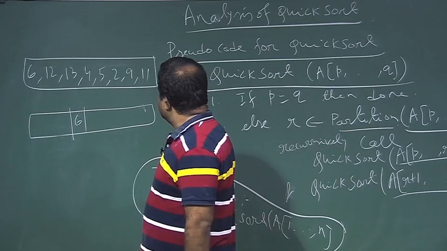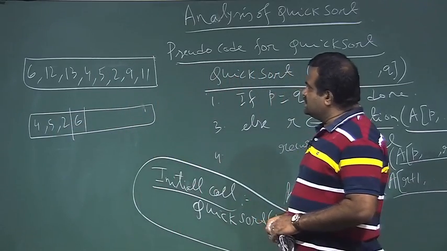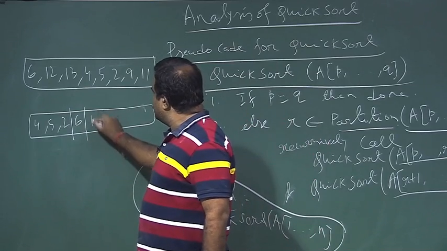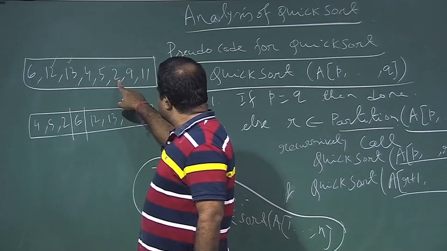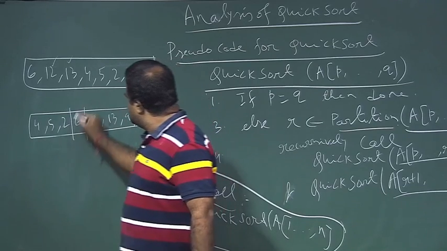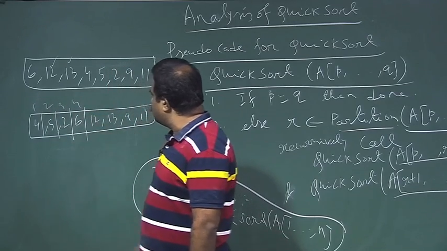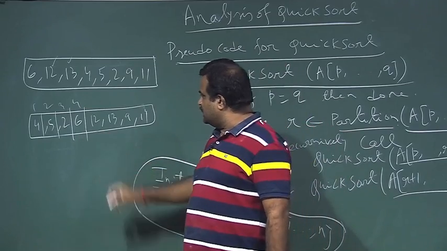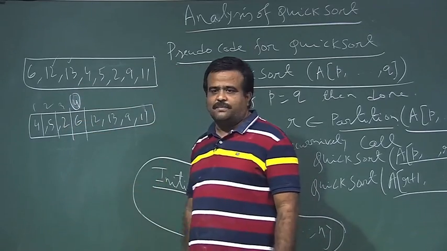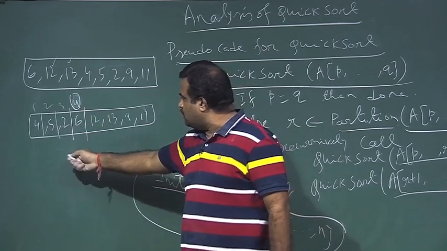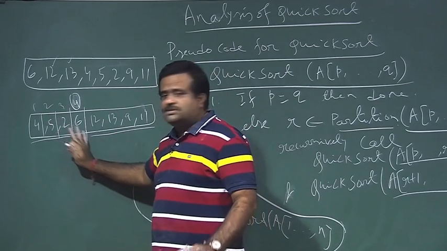All the elements which are less than x will be in the left subarray, so they are basically 4, 5, 2. All the elements greater than 6 will be in the right subarray, so they are basically 12, 13, 9, 11. And this is the index: 1, 2, 3, 4. So 4 will be returned from the partition algorithm, because we require this index to identify the subarrays. Otherwise, we cannot identify them. If we return this 4, we know that up to 3 is the left subarray, and 4 plus 1 to Q is the right subarray. So this is the first call.